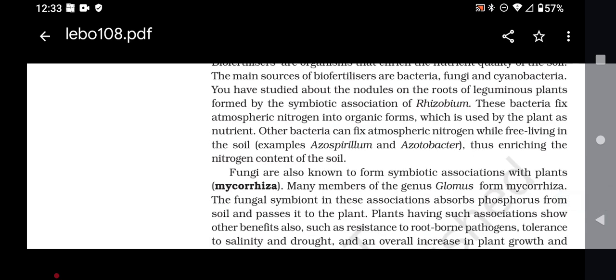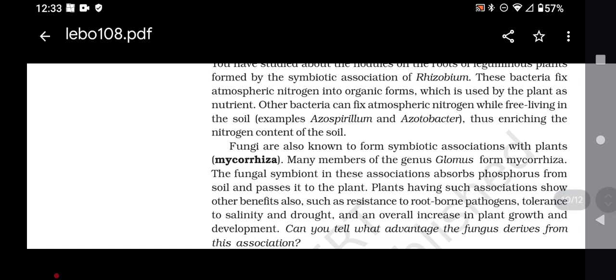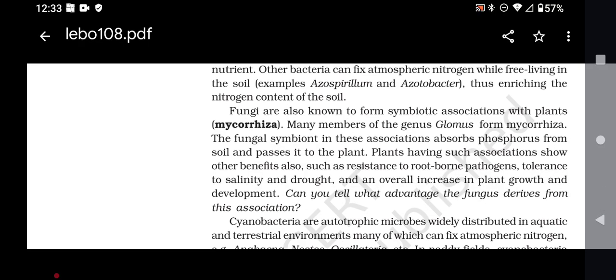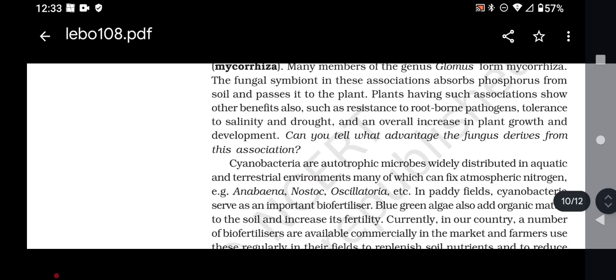Fungi are also known to form symbiotic association with plants, mycorrhiza. Many members of the genus Glomus form mycorrhiza. The fungal symbiont in these associations absorbs phosphorus from the soil and passes it to the plant. Plants having such associations show other benefits also, such as resistance to root-borne pathogens, tolerance to salinity and drought, and an overall increase in plant growth and development. Can you tell what advantage the fungus derives from this association? Fungus gets nutrition through the plant.